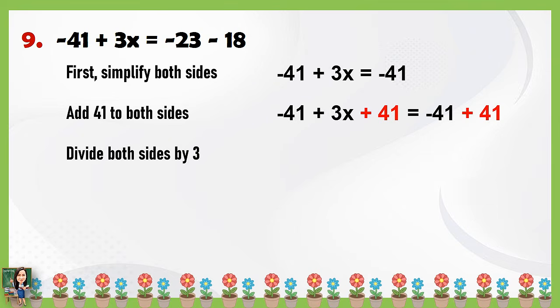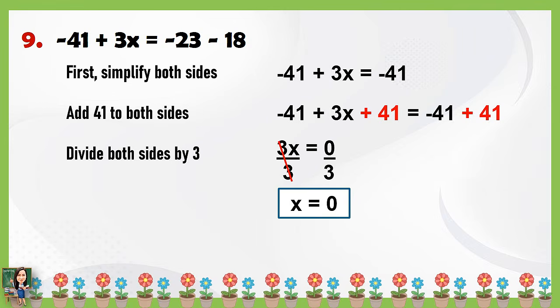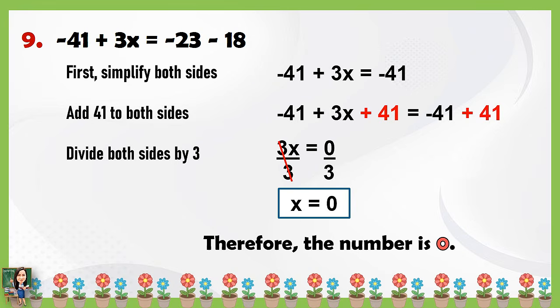Then, divide both sides by 3. Negative 41 plus 41 equals 0. The remaining is 3x. Then negative 41 plus 41 equals 0. Then divide both sides by 3. Cancel both 3. The remaining is x. Then 0 divided by 3 equals 0. The answer is x equals 0. Therefore, the number is 0.